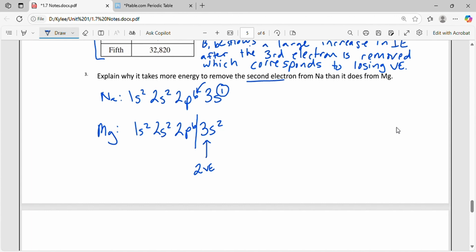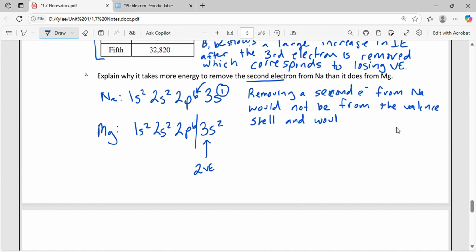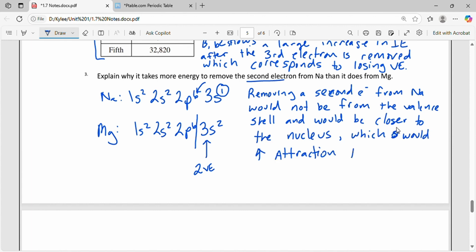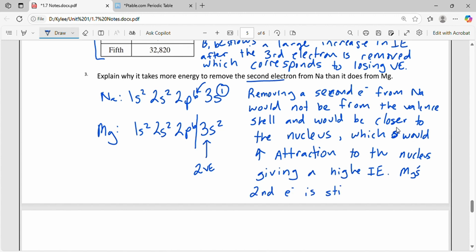So how can I put that together in a concise way? I could say something along the lines of removing a second electron from sodium would not be from the valence shell and would be closer to the nucleus, which would increase the attraction to the nucleus, giving a higher ionization energy. And if I wanted to make it complete, I would say magnesium's second electron is still in the valence shell. Usually when they have us compare, then we have to talk about both.